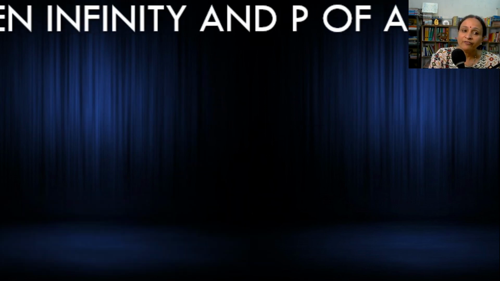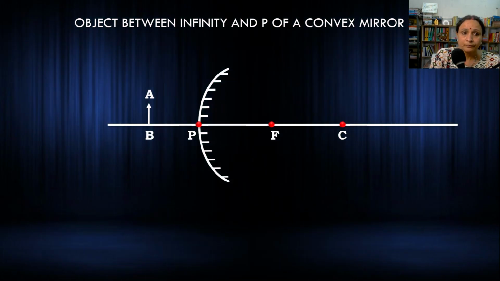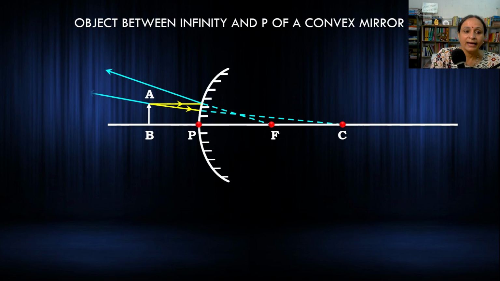Okay. Now, if there is an object which is somewhere between infinity and the pole, right? So, we will consider the basic rules. If a ray of light is parallel to the principal axis, what happens? It gets reflected, and it will appear to come from the focus.